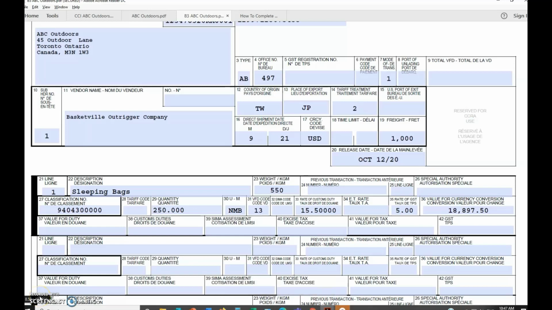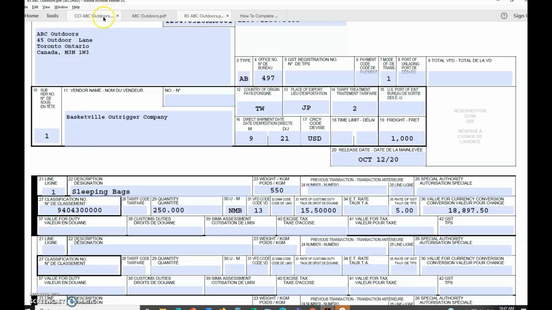So let's do some calculations. We've got the value for currency conversion. Now we need the value for duty. The value for currency conversion, we take that amount times the exchange rate to get the value for duty, to change it to Canadian dollars.